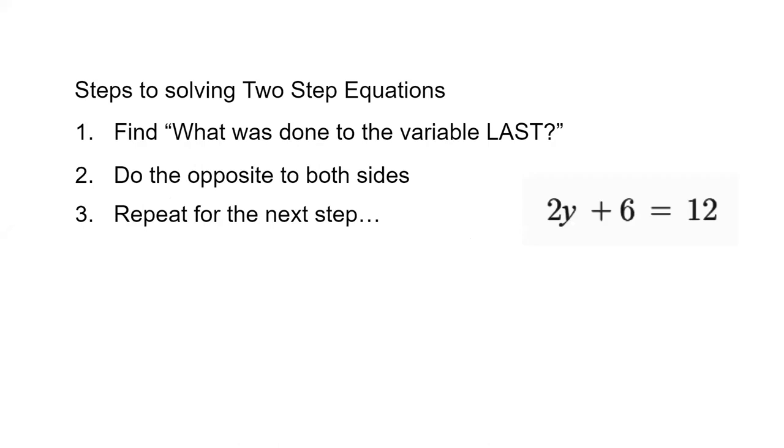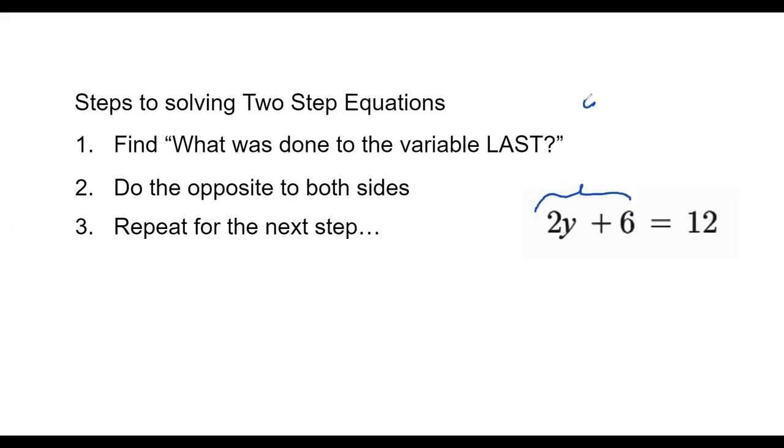So let's go through an example of that, what is being done to the variable side last. Using order of operations, if we were to solve this expression over here, let's say we know that y is equal to 3, we would have 2 times 3 plus 6. And in order to perform this math, we would multiply the 2 and the 3 first, and we would add the 6 last. That's why we refer to the addition of 6 in this case as the thing that was done last. So that's the thing that we want to perform the opposite operation on first.